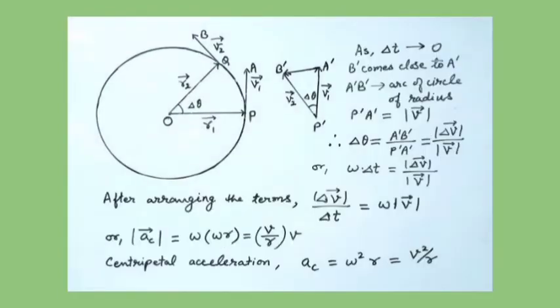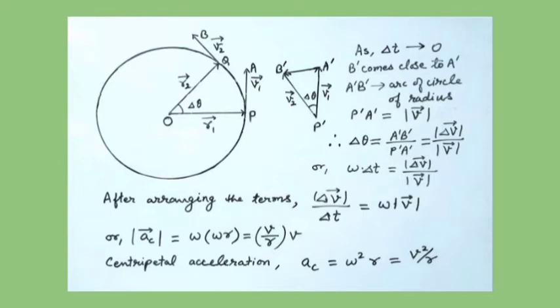As delta t tends to 0, B dash comes very close to A dash. Then A dash B dash can be taken as an arc of the circle of radius P dash A dash, which is equal to v. Therefore, delta theta, which is equal to A dash B dash by P dash A dash, is equal to delta v by v, or omega into delta t is equal to delta v by v.